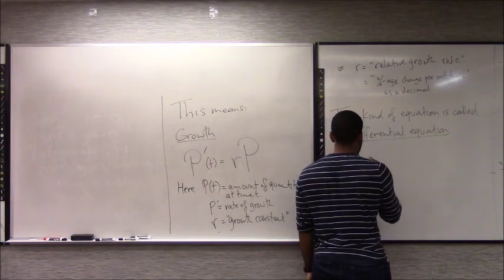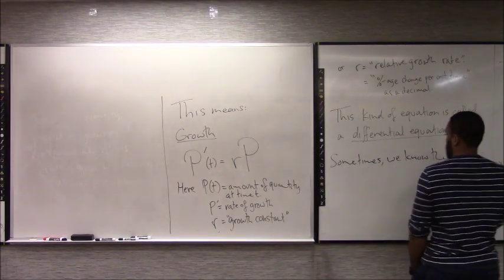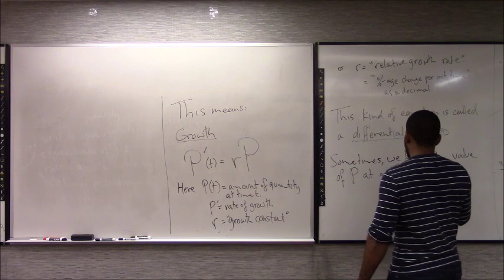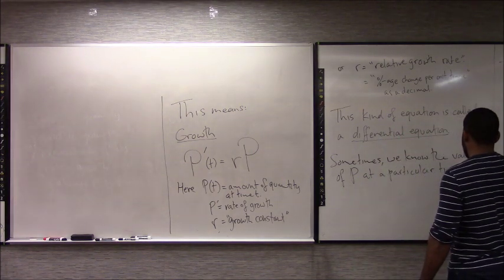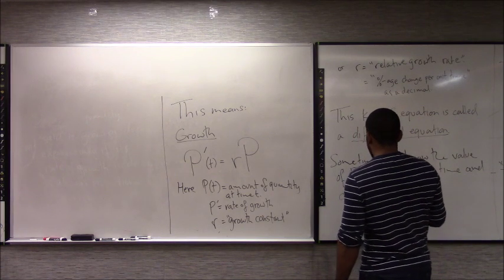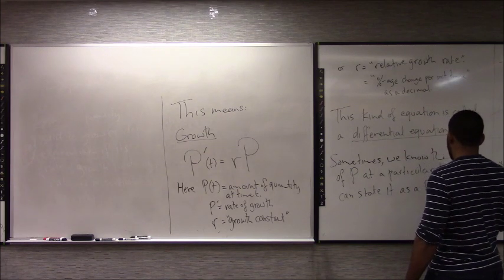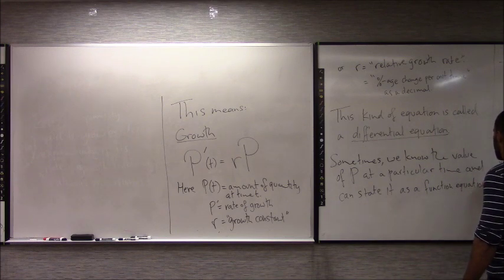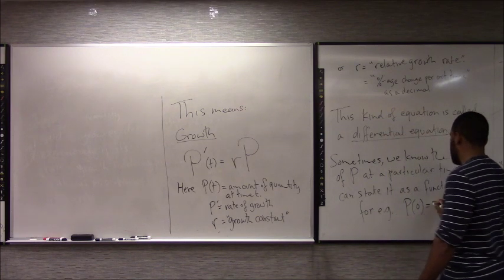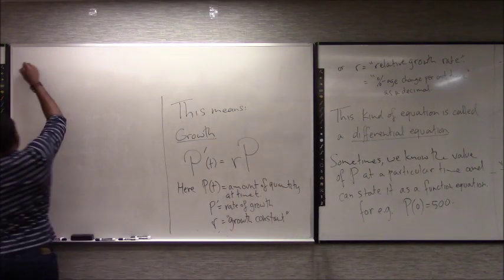Sometimes we know the value of P at a particular time, and can state it as a function equation. For example, we can say something like P at time 0 is 500, meaning when time equals 0, we have 500 things. This equation is called an initial condition.